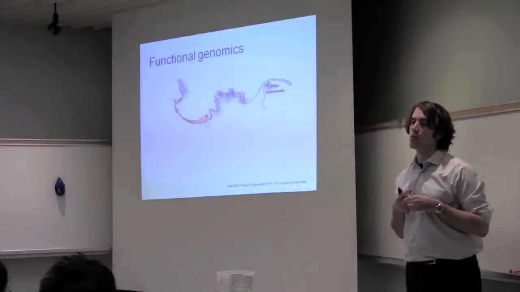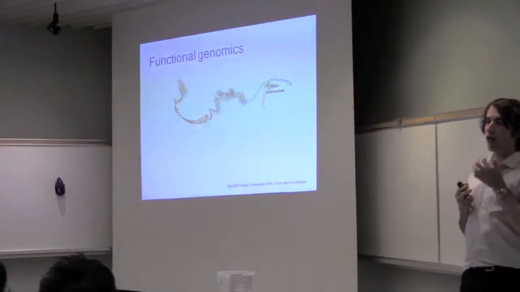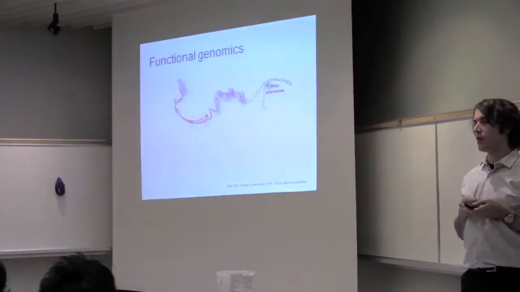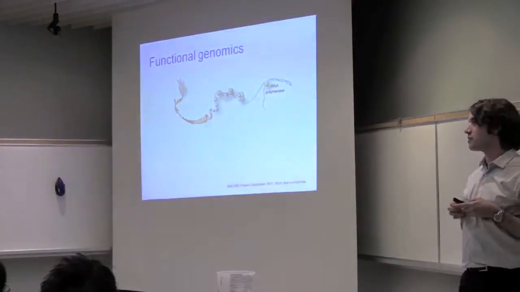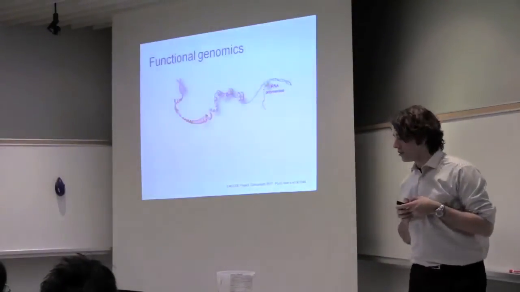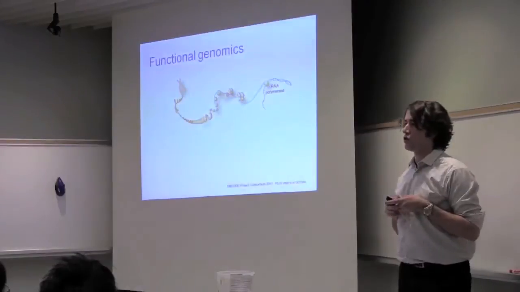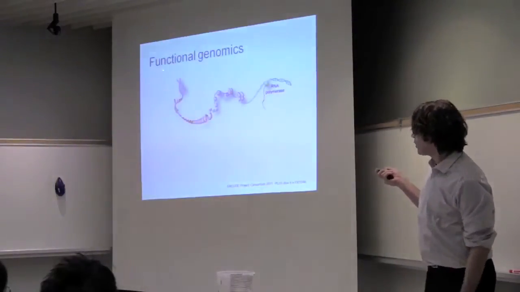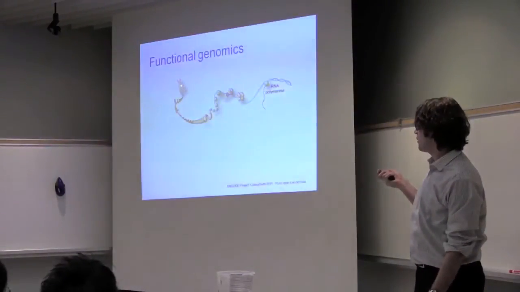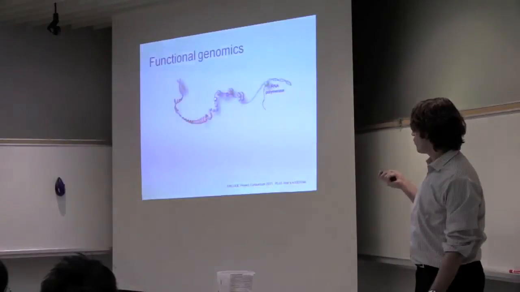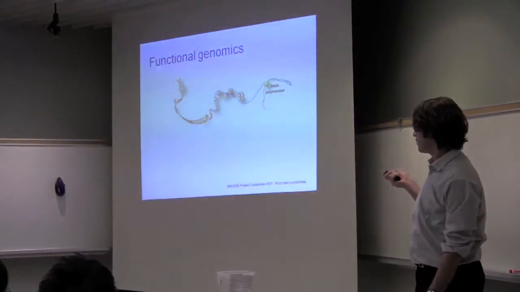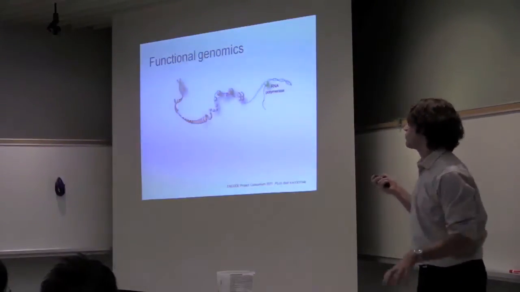So the experiments that were done, and a lot of these were developed more fully in the process of the ENCODE project, fall into the category of functional genomics. So right here we have a diagram of a single chromosome, and we zoom in through several orders of magnification. You can see all the different structures that are present in different layers.